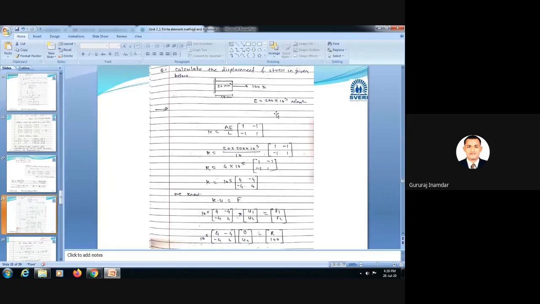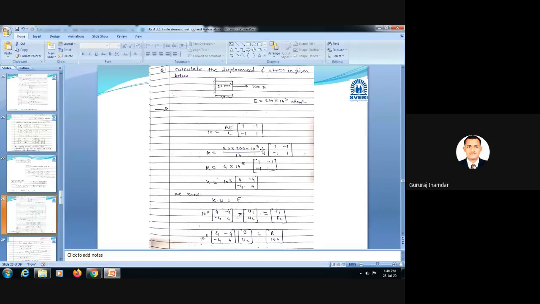Now, what is the procedure for solving this problem? First of all, we have to find the stiffness matrix. K is equal to, we know the formula, AE by L into 1 minus 1 minus 1 1. If you require the rigorous calculation, if possible we will take it, but this is not in our syllabus. For our syllabus, we have taken only the formula here.